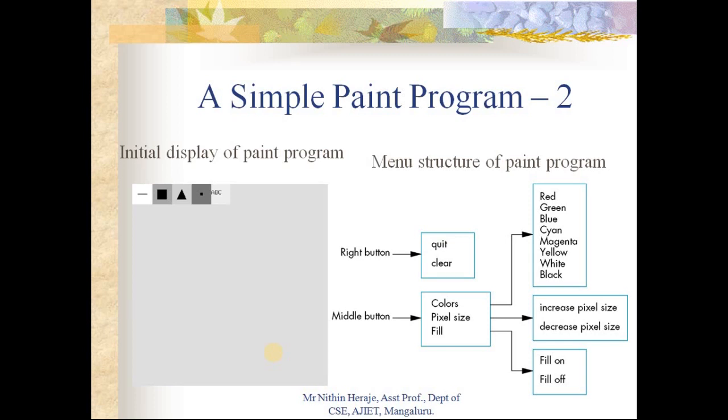So the initial display of the paint program would be like this, and the menu structure is like this. When you click on the right button, you get these two options, quit or clear, and when you click on the middle button, you get these three options: colors, pixel, and fill. All these three will have a submenu. So colors has this submenu, pixel size has this submenu, and fill has this submenu. This is how the first appearance of the program output looks.